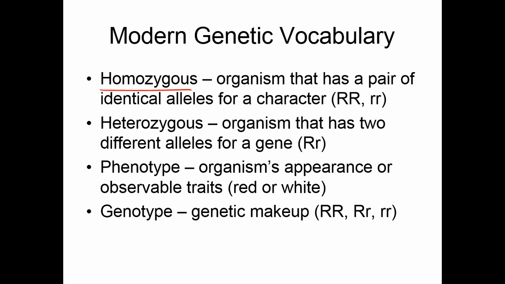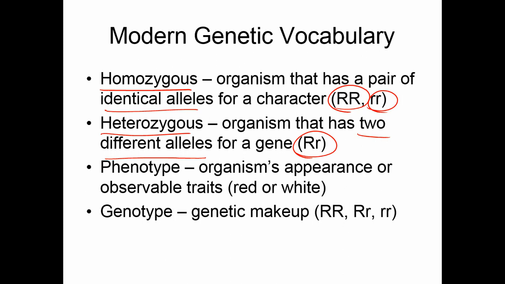So homozygous is an organism that has a pair of identical alleles for a character. So they could have 2 capitals or 2 lower cases, 2 dominant or 2 recessive. Heterozygous has 2 different alleles for a gene. So they have 1 copy of the dominant and 1 copy of the recessive.